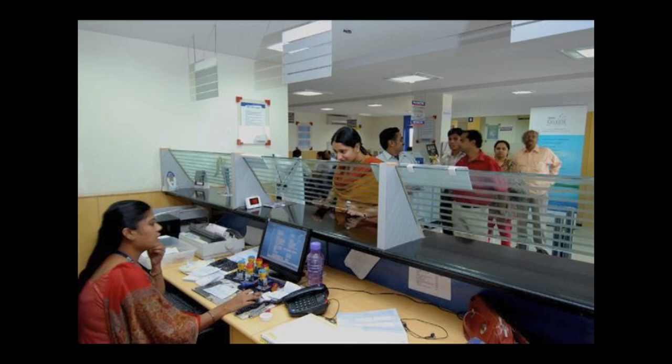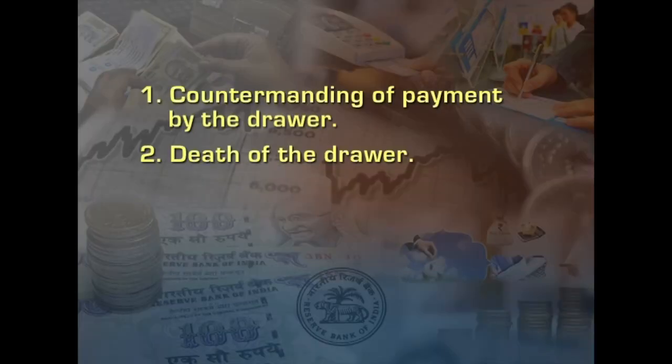The prudent practice is that the order to stop payment must be given in writing and it should be signed. However, the customer care service centers can take oral instructions of the customers on proper proof of identification. The banker is liable to the drawer if he pays the check even if by oversight after the receipt of any countermand order. 2. Death of the drawer.